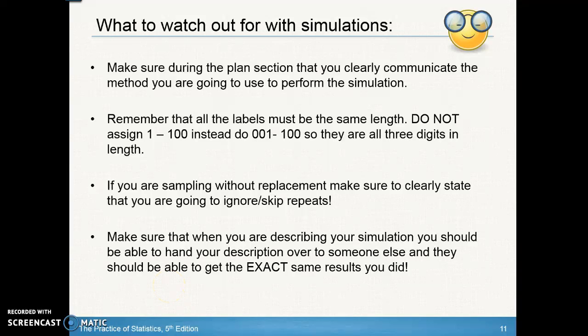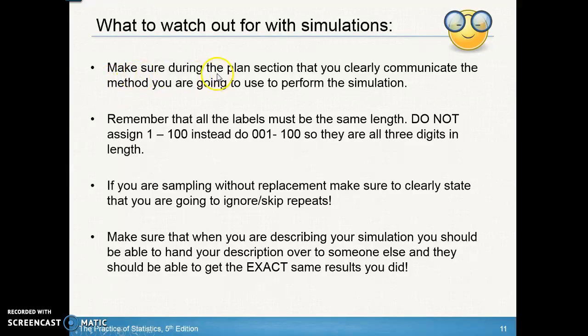All right, so when you perform simulations, just keep in mind that what we're basically looking at is some sort of probability, and then we are going to simulate that using random numbers in order to see if that probability is in fact true. All right, so just a couple things. I'm going to be showing you some examples to look out for.